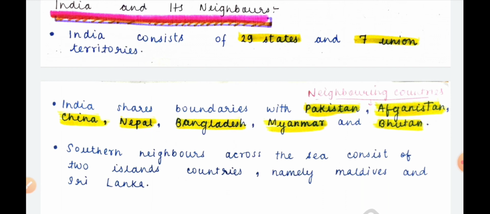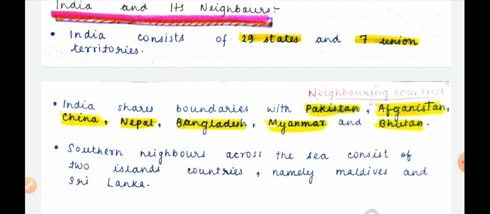So this was all about chapter 1 of Geography, India's size and location.